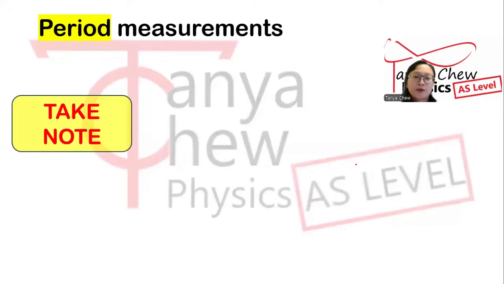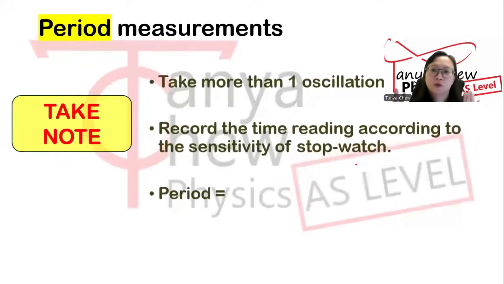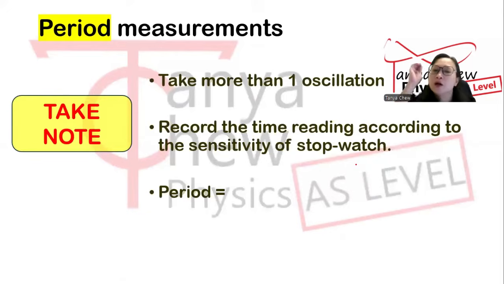The next one is about period measurement. What you need to take note of is, first, you have to take more than one oscillation. And wherever you record the time reading, you have to record it according to the sensitivity of the stopwatch. The stopwatch that we are using in our lab is a digital stopwatch. And I definitely know that the sensitivity of the digital stopwatch, or the absolute uncertainty of the digital stopwatch, is plus minus 0.01 second.